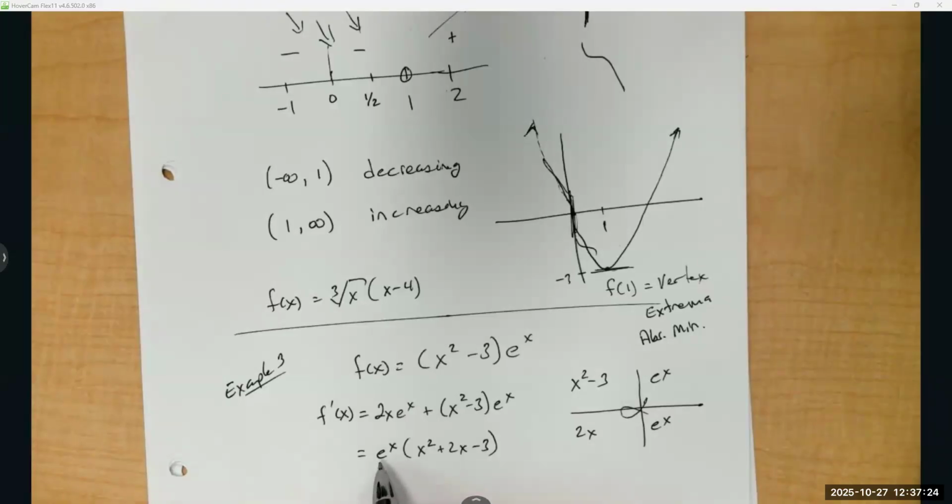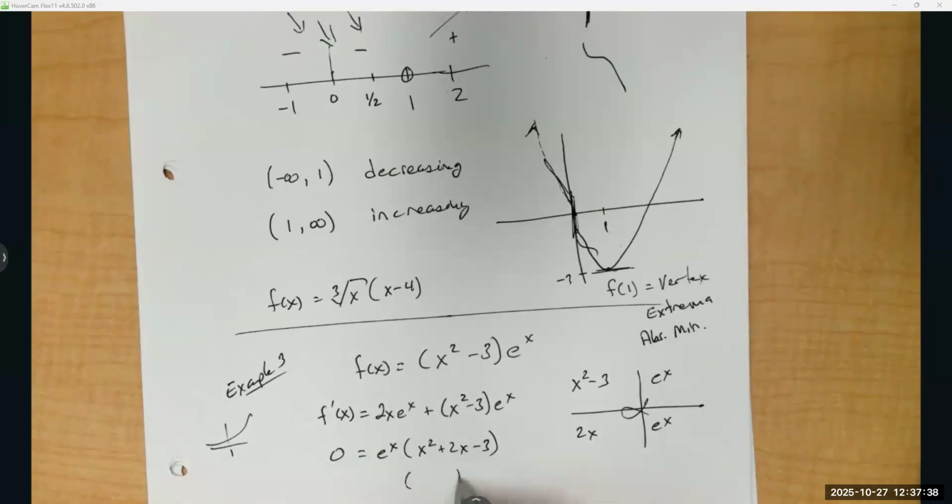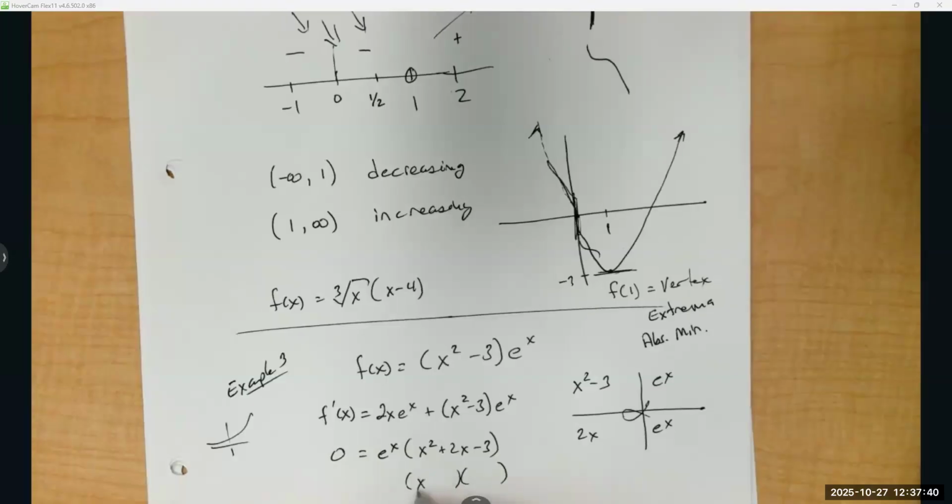e to the x can never equal 0, so we set the other factor equal to 0 now. That's out of the question, because the e to the x graph looks like this. So the only thing we can do is factor the other part.